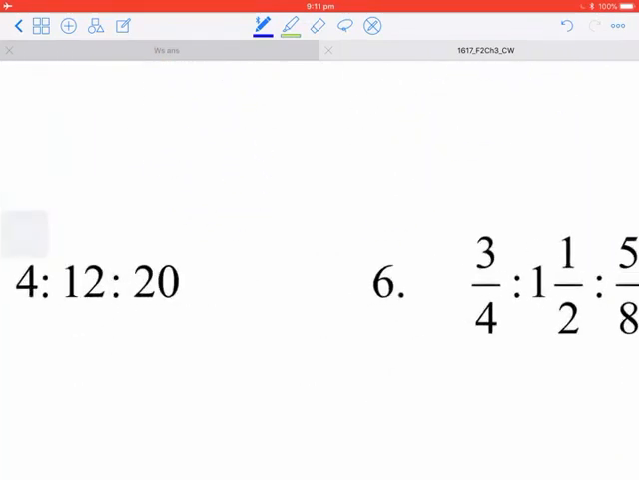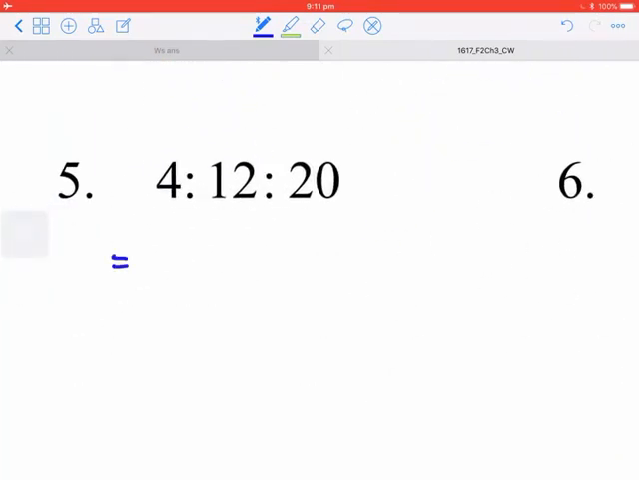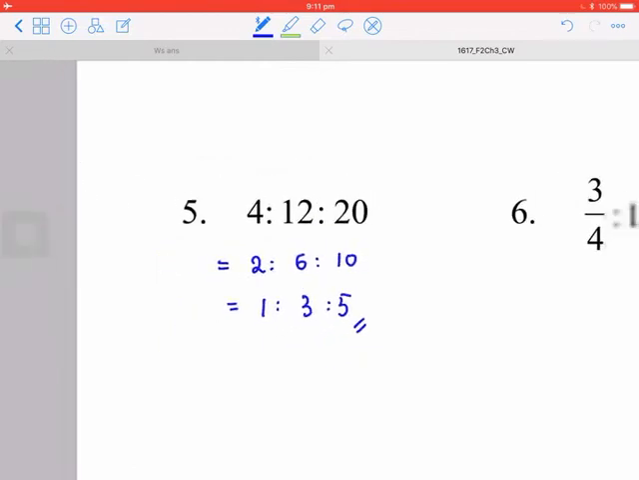For this one again, some of you will just put down 2 to 6 to 10 as the answer. Remember, you have to make sure every common factor has been eliminated. So you should have 1 to 3 to 5 as your final answer.